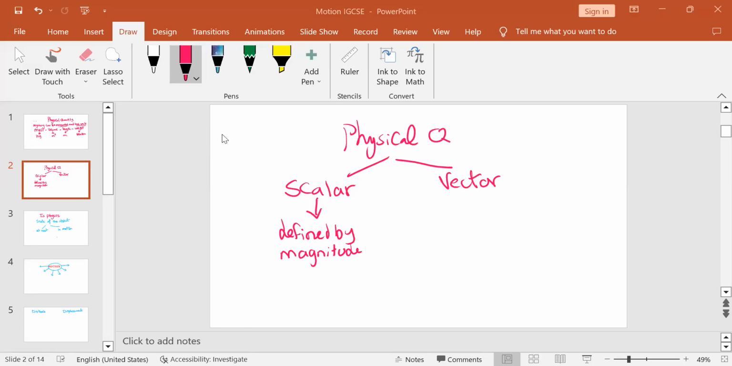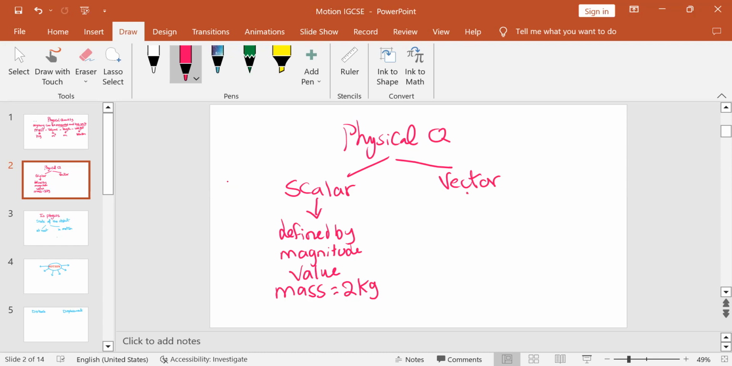Okay. So physical quantity, we have two types of physical quantity, the scalar and vector. A scalar is defined by magnitude only. What's meant by magnitude is the numerical value of this quantity. Like if we said that mass equals 2 kilograms, what does it mean? It means that this mass is fully defined or fully described only by its magnitude, 2 kilograms.